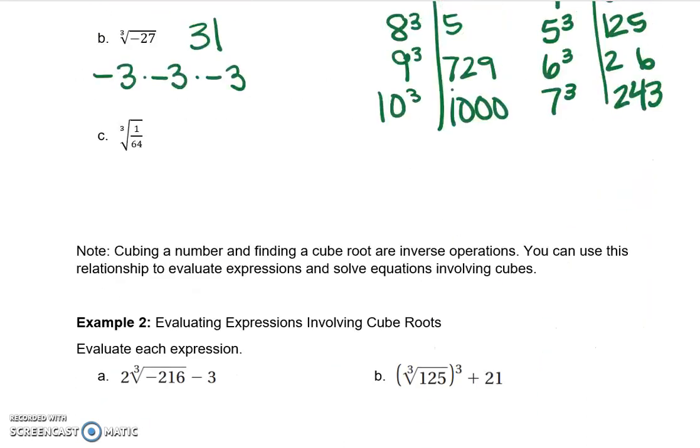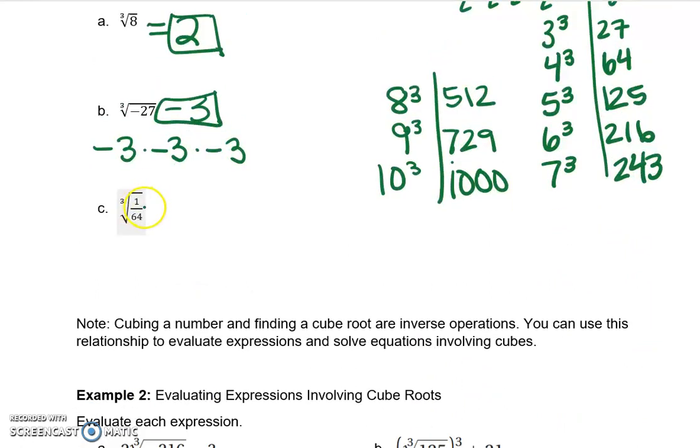The cube root of 1 over 64, the easiest way to do this is to split your fraction into a numerator and a denominator. So I have the cube root of 1 over the cube root of 64, and the cube root of 1 is 1. The cube root of 64, if we look over at our chart, is 4. So the cube root of 1 over 64 is 1/4.